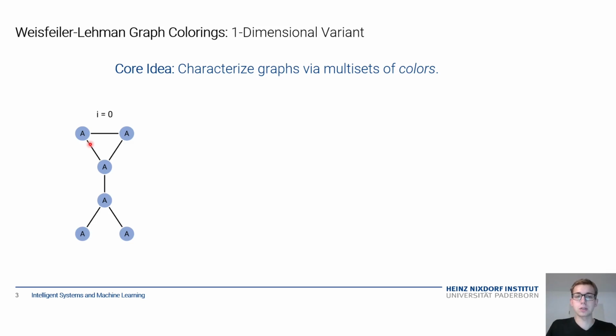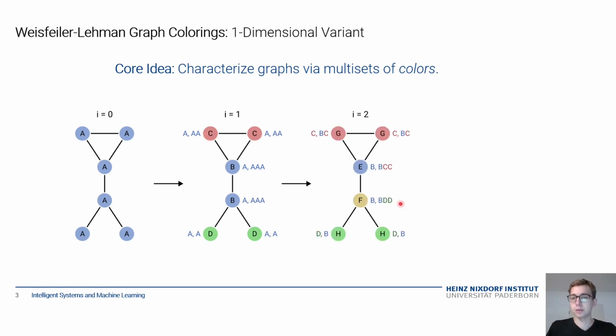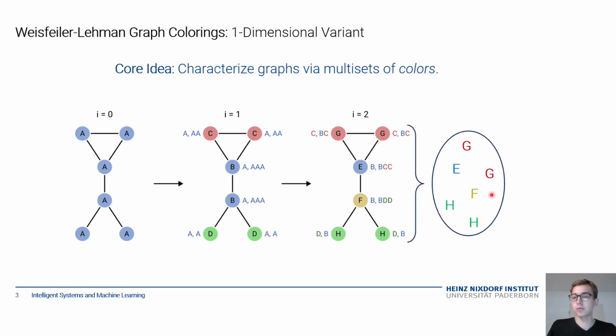What we then do is iteratively refine these colors by looking at the current color and the colors of all the neighbors of each vertex to determine some new refined color for all vertices. And this process is repeated until we reach some kind of stable coloring. The resulting multiset of vertex colors is then used as a vertex order invariant characterization of our graph. Now the question is, of course, what does this have to do with graph neural networks and graph convolutions?